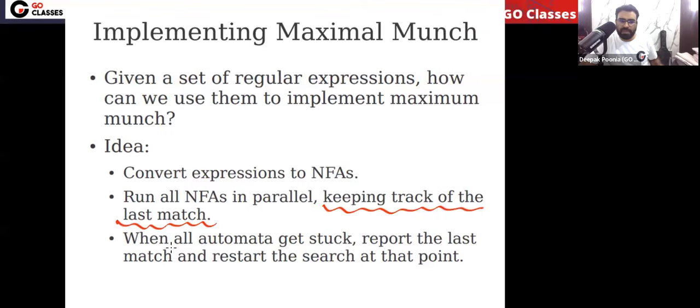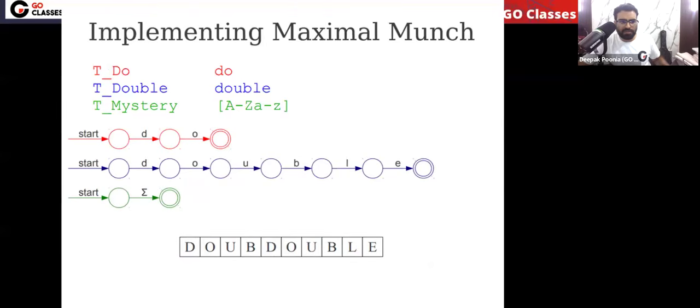Okay, then when all the automata get stuck, then you report the last match, means you return the last match. You generate a token corresponding to the last matching regular expression. Okay, then you restart the search from that point. Means if you have done the tokenization so far, then you will restart your search from this point onward. Okay, so this is the idea. I hope you understood this point. Now with an example this will become very clear.